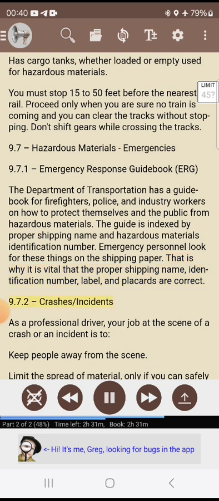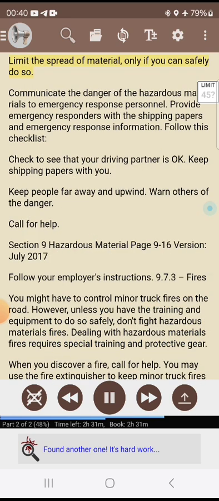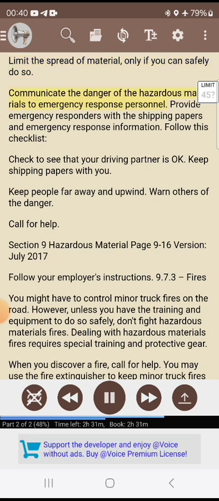9.7.2 Crashes, incidents. As a professional driver, your job at the scene of a crash or an incident is to keep people away from the scene. Limit the spread of material, only if you can safely do so. Communicate the danger of the hazardous materials to emergency response personnel. Provide emergency responders with the shipping papers and emergency response information.